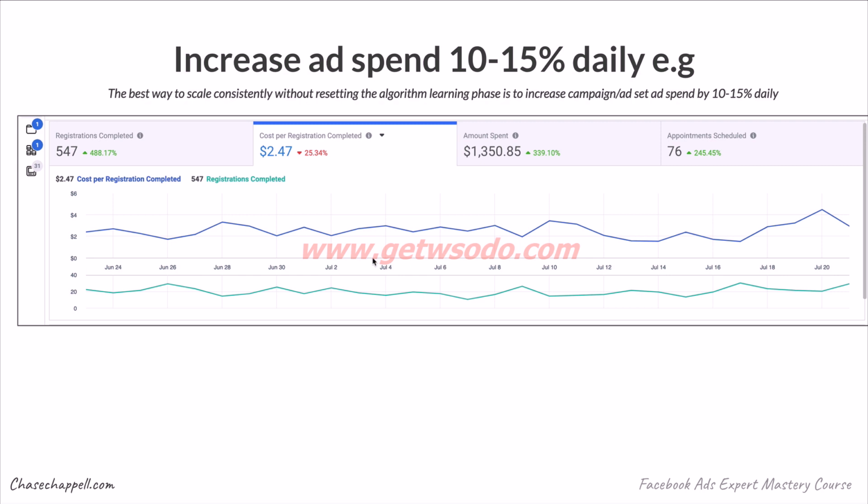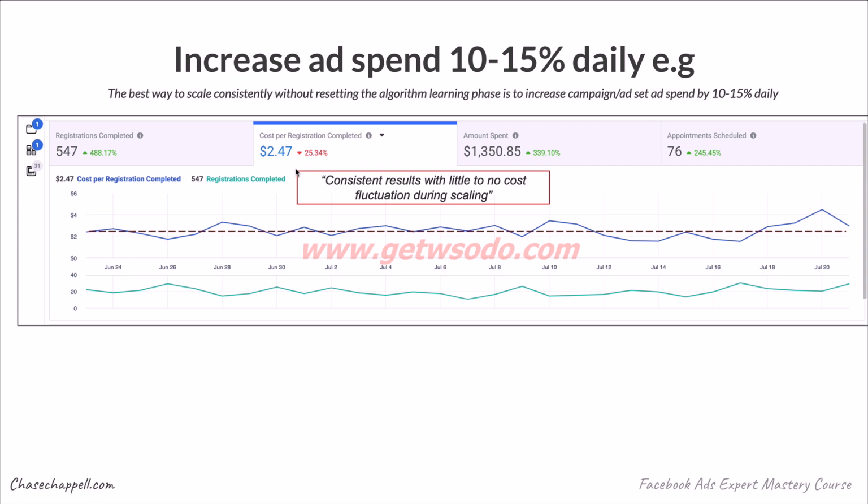So this is his cost per result average of $2.47. And you can see the line is extremely straight. It's almost flat in terms of his cost. This blue line is his cost per result. And there's little to no fluctuation during his scaling. So as this is a super straight line, he's actually increasing his spend.